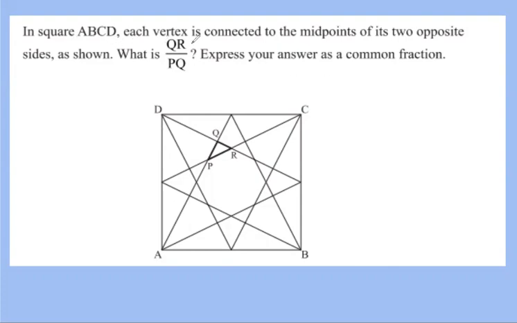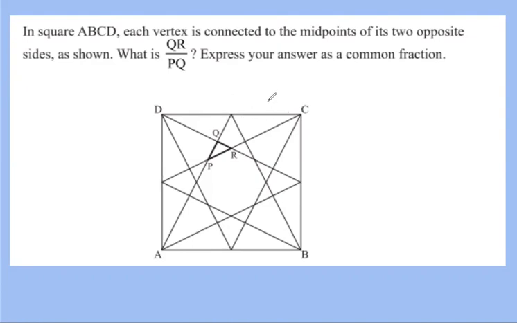It says we have a square, and each vertex is connected to the midpoints of its two opposite sides as given. So this is a midpoint, this is a midpoint, this is a midpoint. And what's the ratio of QR to PQ? Since we are dealing with the ratio, we don't really need actual lengths, right? So we can just pick a number, so we can go with that.